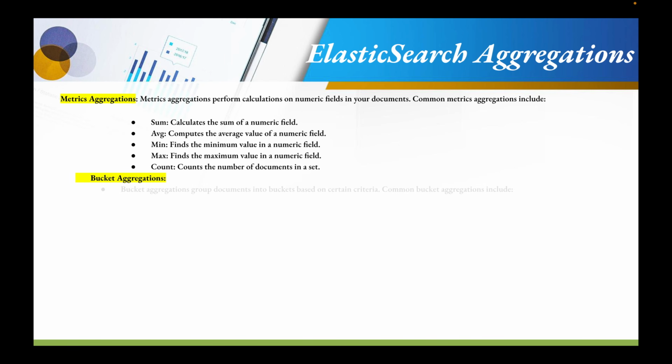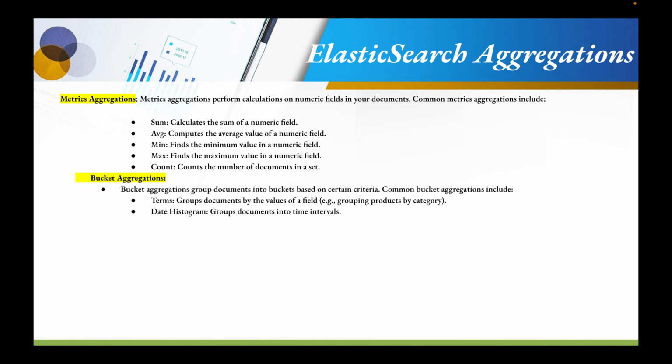So we have bucket aggregations. Bucket aggregations group documents into buckets based on certain criteria. We have aggregations like terms, which means grouping documents by the values of a field. For example, grouping the products by category, right?